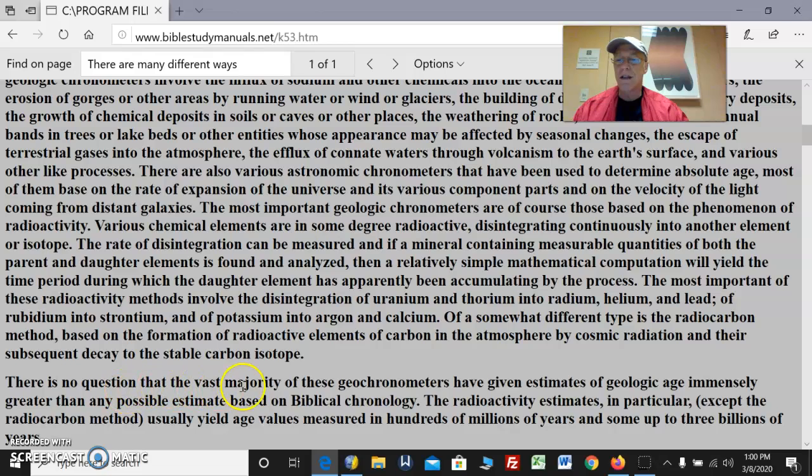There is no question that the vast majority of these geochronometers have given estimates of geologic age immensely greater than any possible estimate based on biblical chronology. We'll have to investigate and find out, does it support evolution? The radioactivity estimates, in particular, except the radiocarbon method, usually yield age values measured in hundreds of millions of years, and some of these up to 3 billions of years.